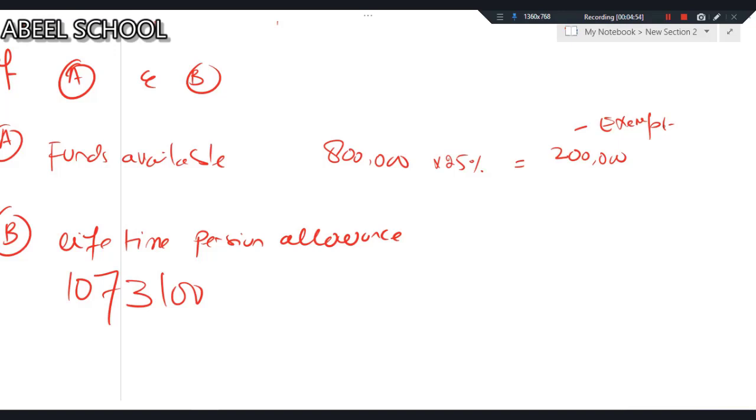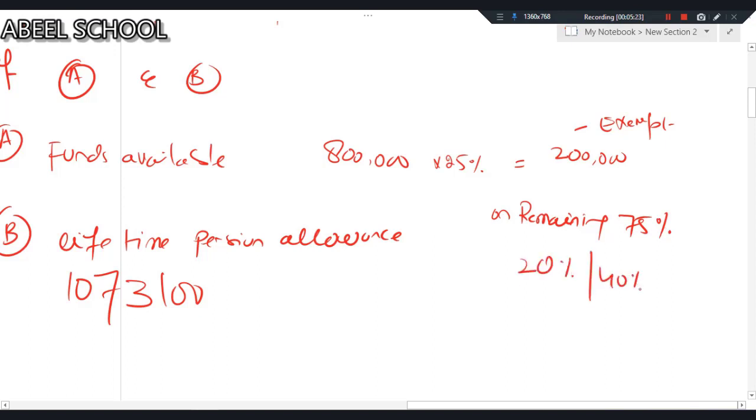Applicable tax rates are those for non-saving income. In the year when the individual gets pension income, if he's a basic rate taxpayer, then he has to pay 20%. If he is a higher rate taxpayer, he has to pay 40%. If he is an additional rate taxpayer, then he has to pay 45%. It means on the remaining 75%, applicable tax rates are 20, 40 and 45.